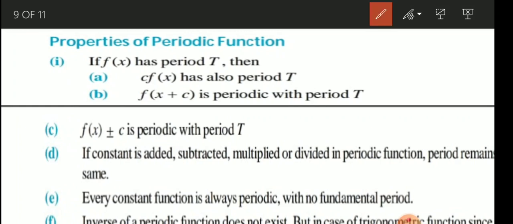Let's understand about this. If f(x) is periodic with period T and you multiply it by any constant c, then c·f(x) is also periodic with period T. And if, instead of x, we take x plus c, then still the period is T. It doesn't affect the period, whether you add or subtract c. The period is T. So we will take some examples to understand.